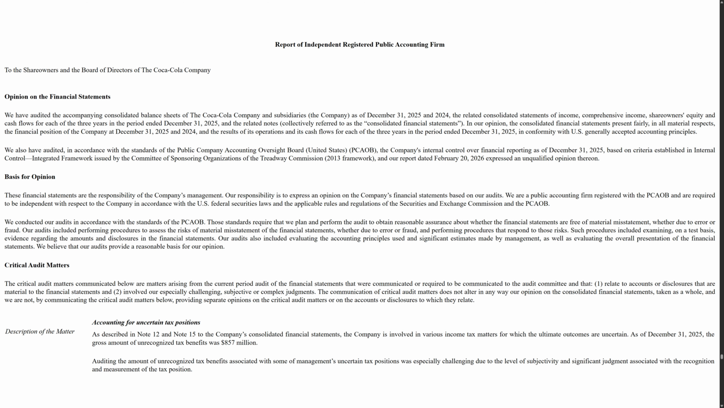In fact, we can see that in the audit report for Coke here in the 10K, completed by Ernst & Young, they state that they audited the balance sheet along with the related statements of income, comprehensive income, share owner's equity, and statement of cash flows, along with the related notes. And together, they refer to those as the consolidated financial statements.